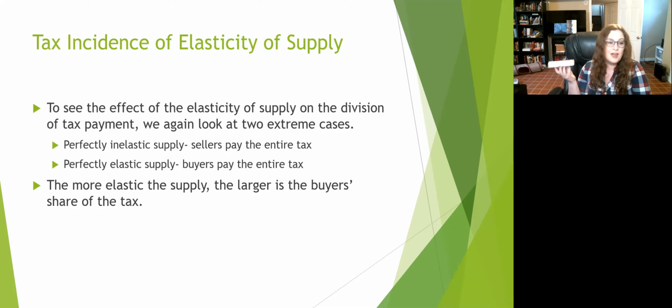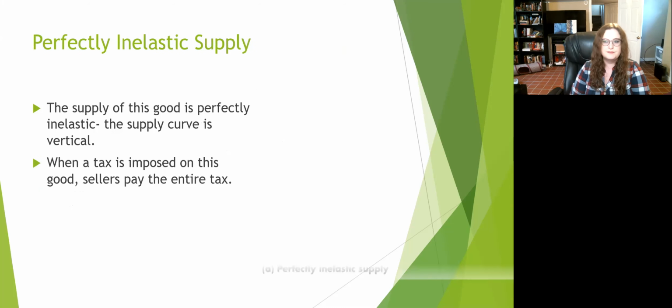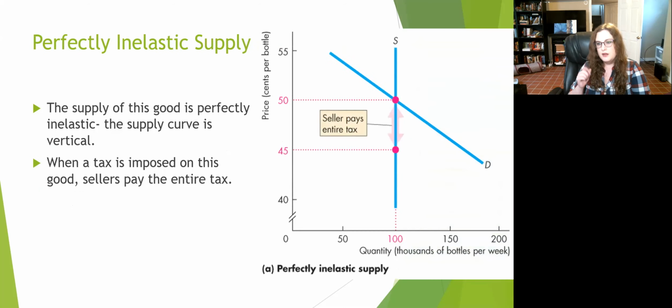If I have to have $1 for this and the tax went up, I can't pay my money out of the $1. Maybe the buyers are going to have to pay the additional tax if they keep wanting to get these pens. The more elastic the supply is, the larger is the buyer's share of the tax. So here we have the idea of elastic supply.